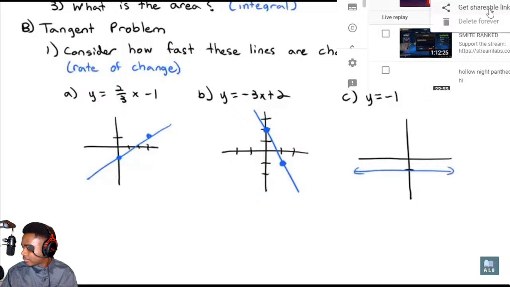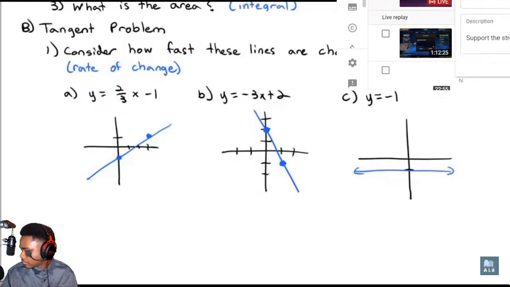And the question here that we're considering is, how fast are these lines changing? The first graph here, the 2/3 x minus 1, we see it is going uphill from left to right.